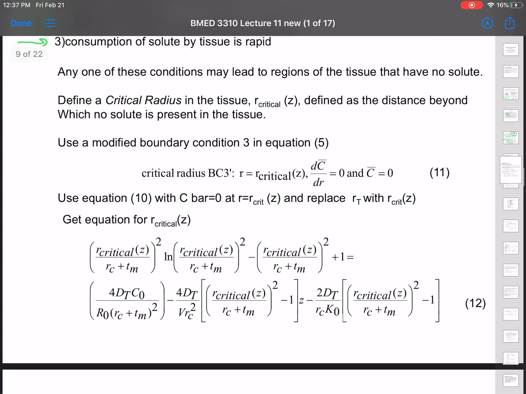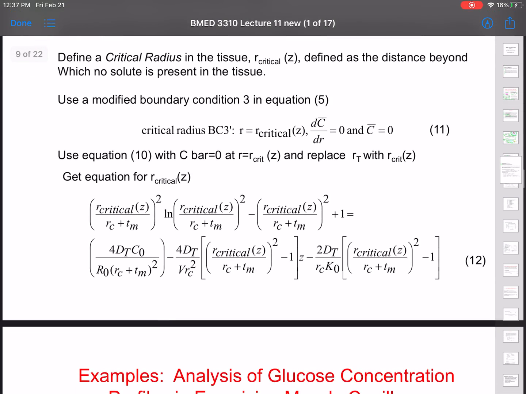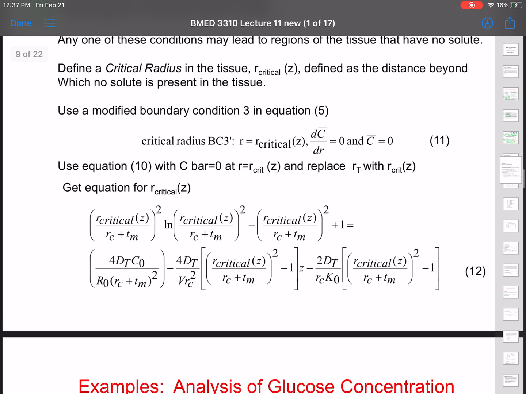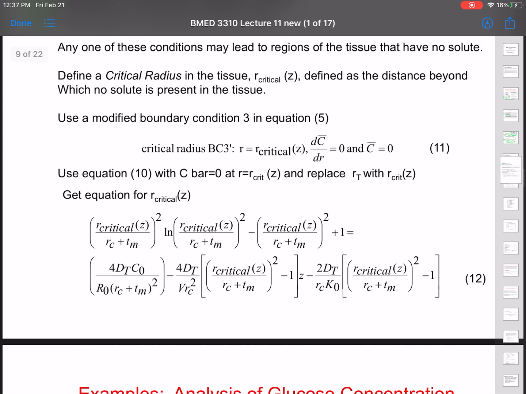Okay? And now she's kind of having some fun with it. Basically, she's taking some value of RT. Remember, RT is the outside diameter of our Krogh cylinder. And she's saying, okay, if I take it large enough, then my concentration, C bar in the tissue, is 0. I'm going to call that R critical.